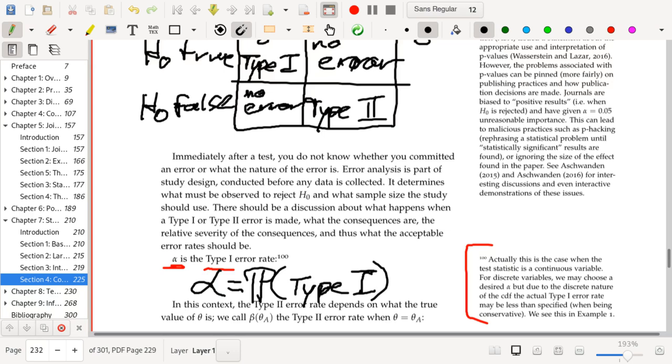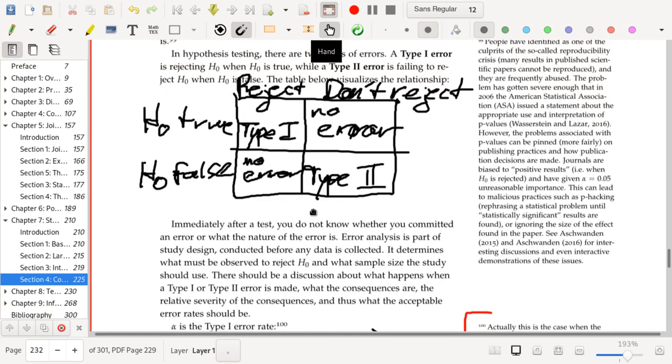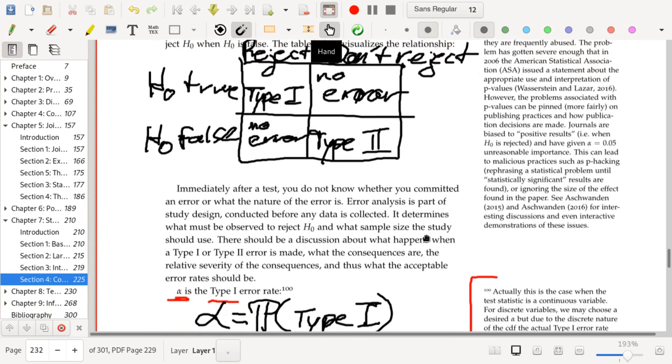Because if your p-value is less than alpha, you're going to reject the null hypothesis, right? And that's essentially why it's the type 1 error rate.